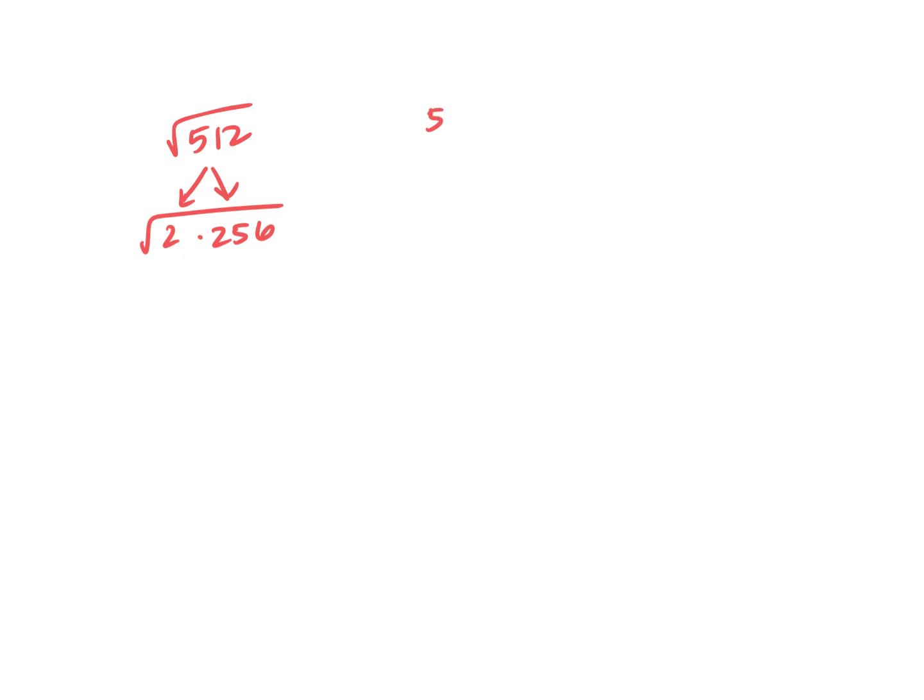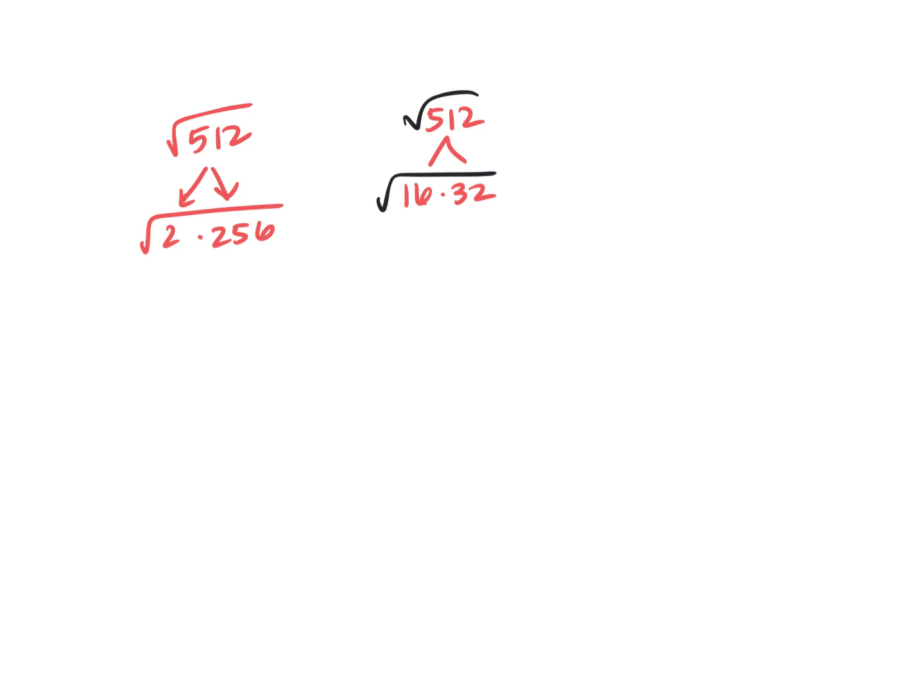Ooh. You want to know why I like that? I like that a lot. 16 and 32. Here's the deal, you guys. If I were to rewrite the square root of 512 as the square root of 2 times 256, have I changed my problem? 2 times 256 is still 512, right? I haven't changed it. What if I did a 16 times a 32?